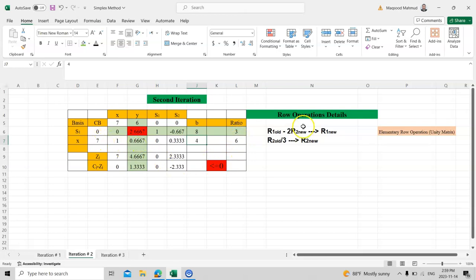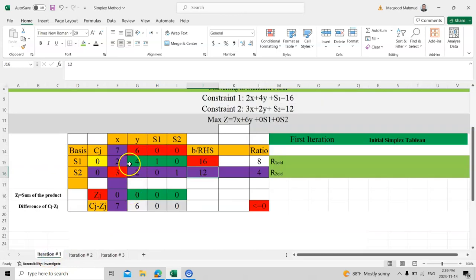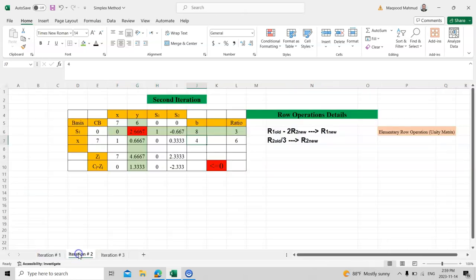And similarly, now for the second row, how I got the R1 new? Since we need to make it a unity matrix, this becomes 1 and this must be 0. To make this 0, I need to do operations on all of this row, with all these elements: x, y, s1, s2, and the right hand side. So I need to do some trick. The trick was that I took the old R1 minus 2 multiplied by R2 new. R2 new is this one. So I did this operation and I got the R1 new.